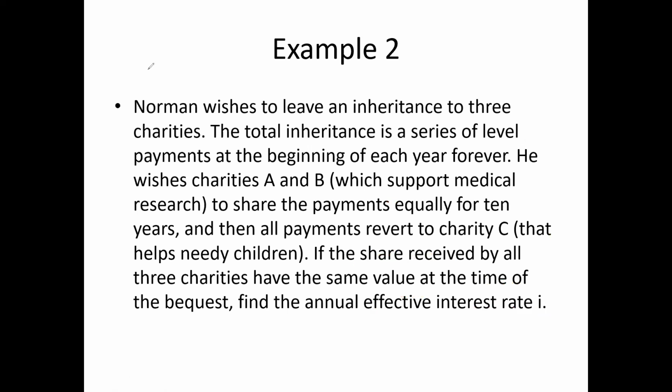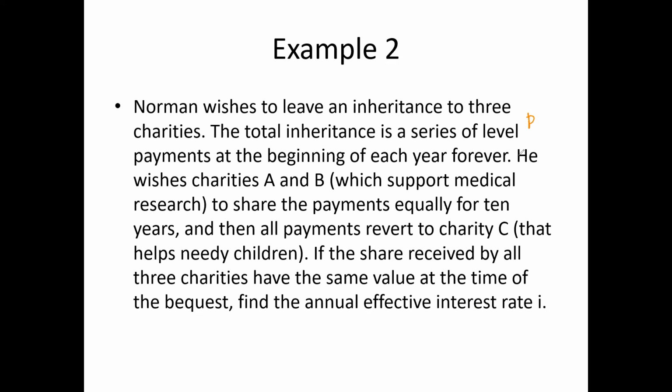Norman wishes to leave an inheritance to 3 charities. The total inheritance is a series of level payments at the beginning of each year forever. So let's call the payment little p. He wishes charities A and B, which support medical research, to share the payments equally for 10 years, and then all payments revert to charity C, which helps needy children. If the shares received by all 3 charities have the same value at the time of the bequests, find the annual effective interest rate i.